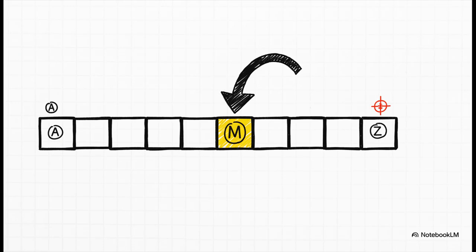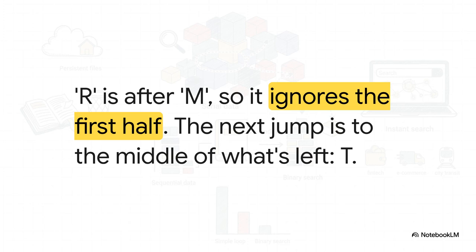Okay, let's watch it in action. Let's say we want to find the letter R in the alphabet. The old linear search would start at A, then B, C, you get it. But a binary search, its first jump is right to the middle, M. Now, the program knows R comes after M, so boom, it throws out the entire first half of the alphabet. It's gone. Its next jump is to the middle of what's left over, which is T.